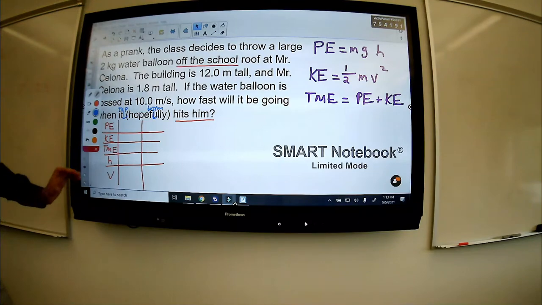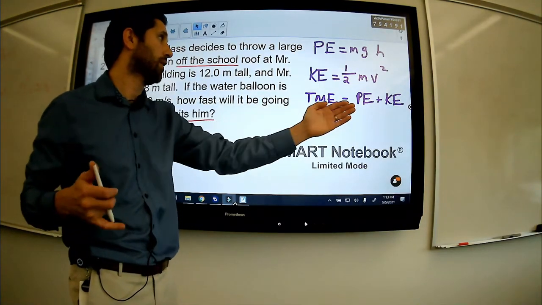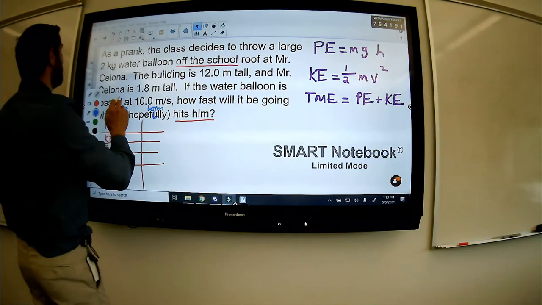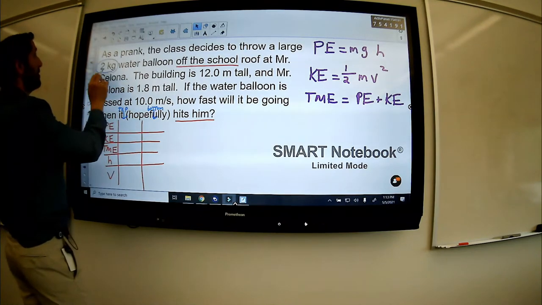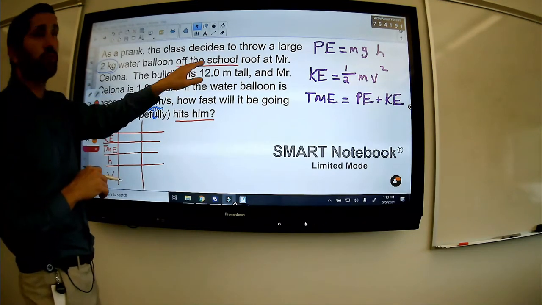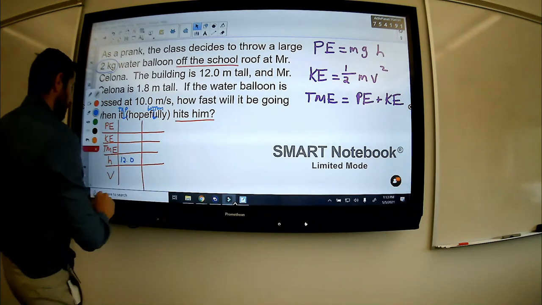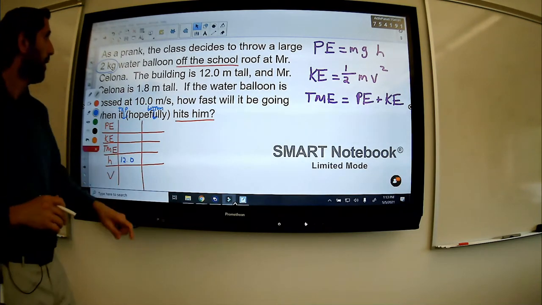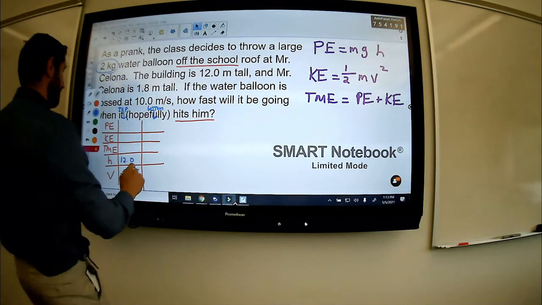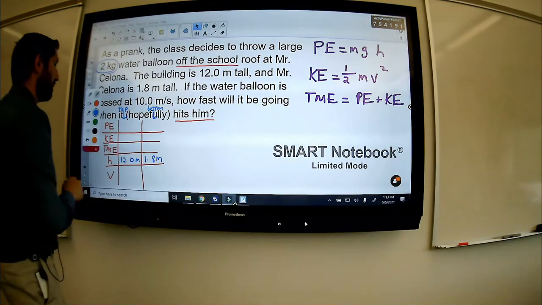All right, now, on the side over here, I already wrote down a reminder of our equations for potential energy, kinetic energy, and total mechanical energy. So we know the mass. It's given over here as 2 kilograms. The building is 12 meters tall, so that's the height at the beginning. I'm going to record that in here for the beginning height, and then the ending height is 1.8 meters. I'm going to put that in here. Oh, this is meters. Okay.